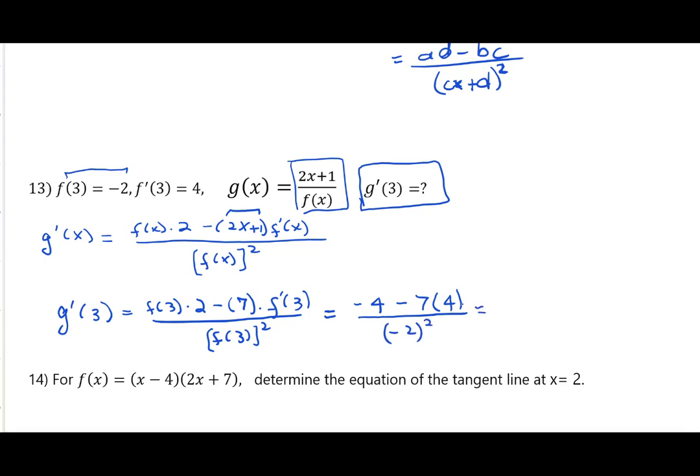Okay, so simplifying that a little bit. So here we're going to have 4 times, so negative 28. I have minus 4 minus 20, so that's negative 32 over positive 4. So the answer is negative 8.